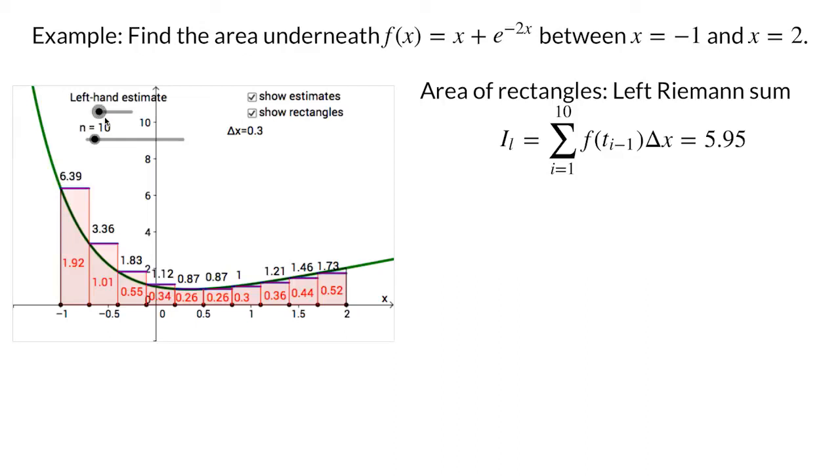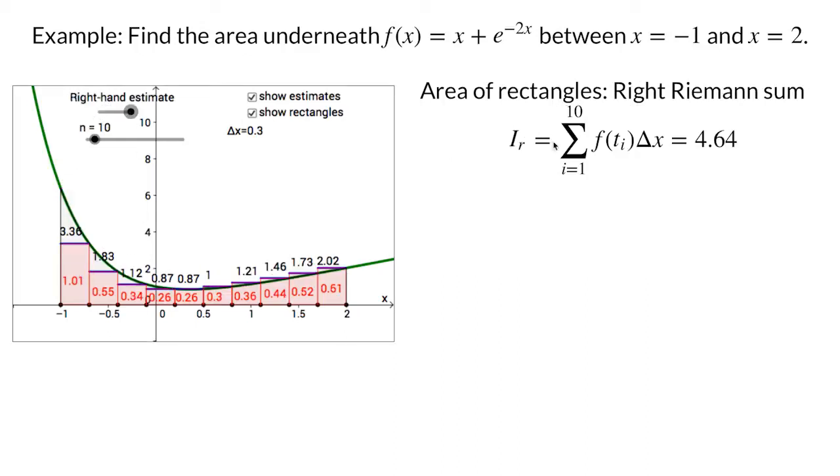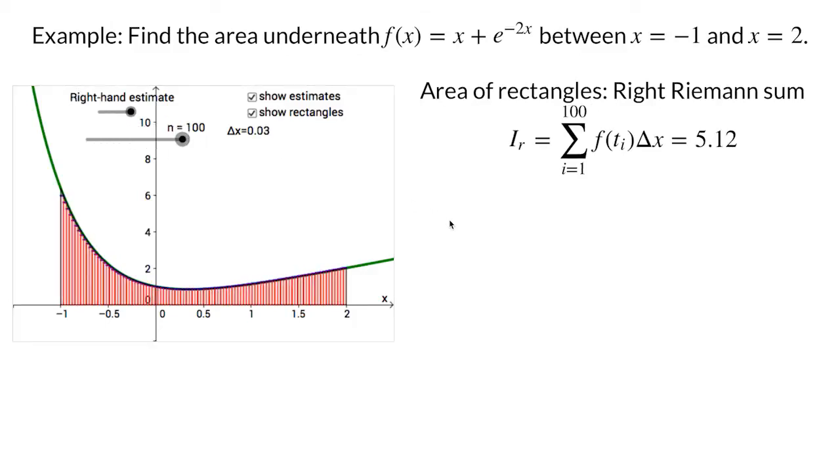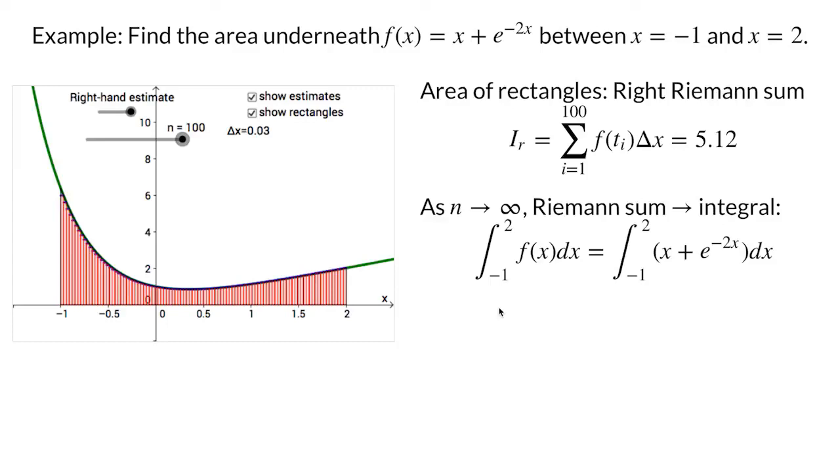For the right Riemann sum, the only thing that changes is that we use the height of the right side, f of t sub i, for the rectangle height. We can increase the number of rectangles to improve the estimate of the area. To get the actual area under the curve, we need to take the limit as the number of rectangles, n, goes to infinity. This limit is exactly the definition of the definite integral.